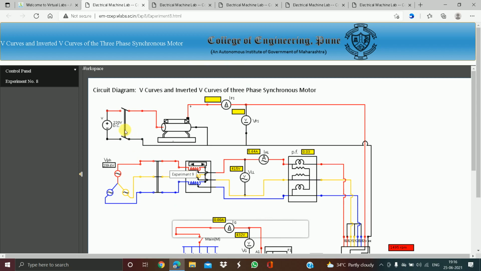Now let us close the DC field, and now by varying this field rheostat, we are going to measure the field current and the armature current. You can see as we go on increasing the field current, the armature current starts increasing and the power factor starts increasing.